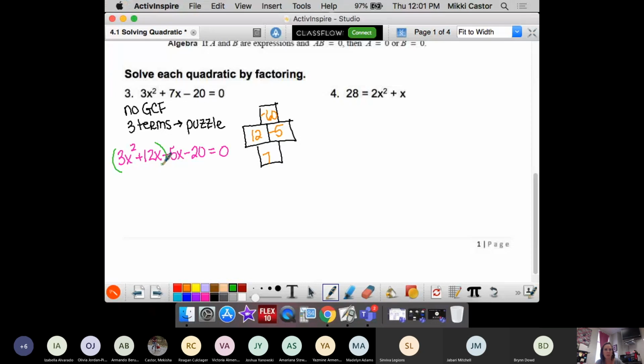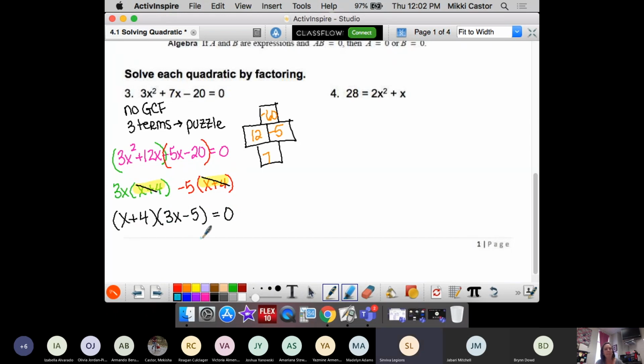I'm going to group these two together and these two together. So GCF here would be 3x, which leaves x plus 4. GCF here would be negative 5. The first one is negative, and that would leave x plus 4 again. So once again, these two match, so you're going to pull those out. X plus 4. And then what's left is 3x minus 5. And we set that equal to 0.